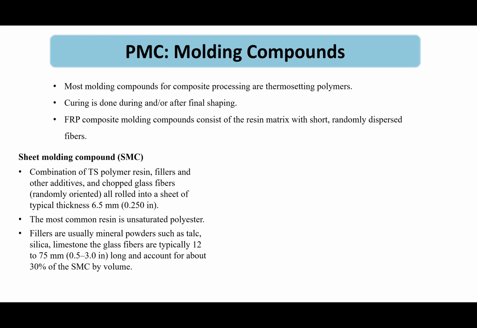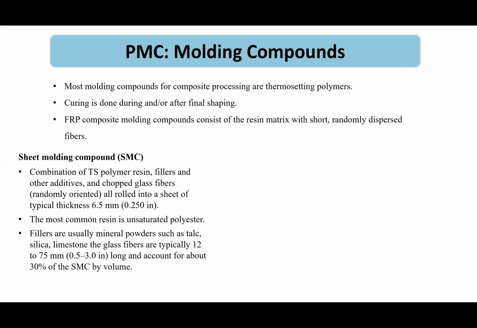First one is the sheet molding compound. In this case, thermosetting polymer resin, fillers with additives, and chopped glass fibers are all rolled into a sheet. For producing a sheet, the typical thickness is 6.5 millimeter. It's not a constant, like for all cases sheet molding compounds should be of thickness 6.5. It's not like that. It's a kind of general sense. People make those 6.5 millimeter thickness sheets for a specific purpose. Then it can be varied.